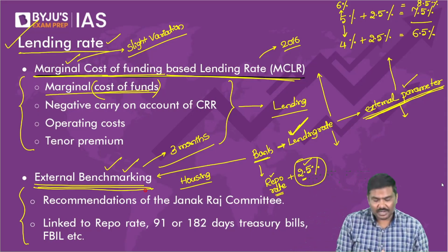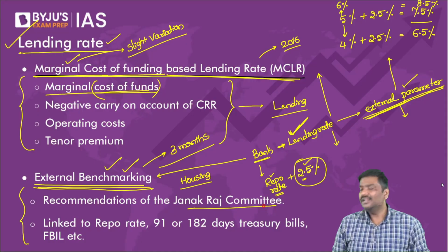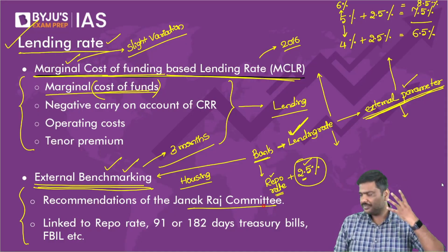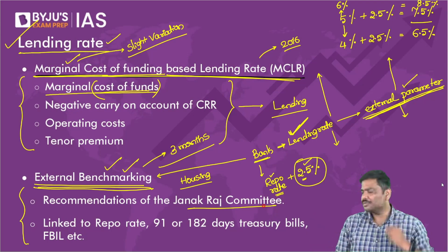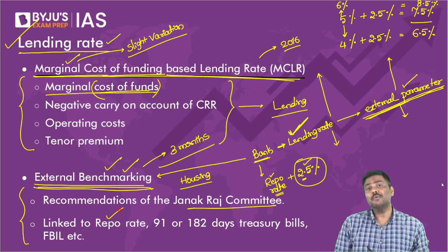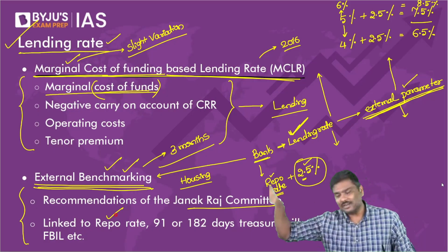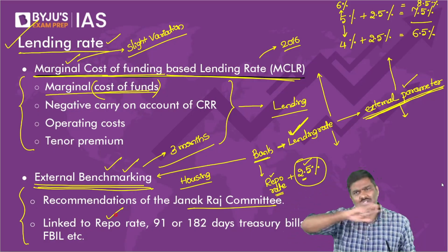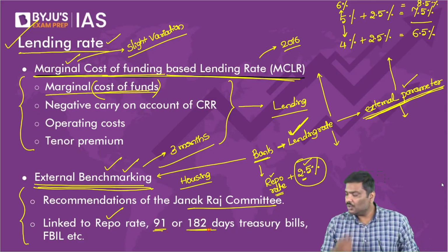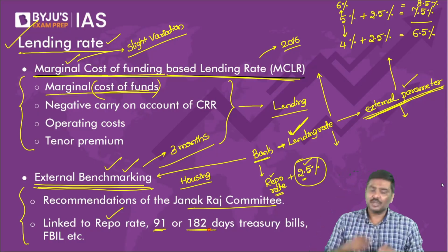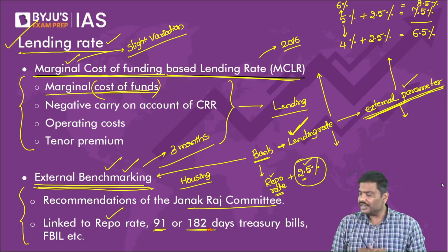This has been recommended by the Janakaraj committee. The banks have 4 options for the external parameter. One, they can use a repo rate, which most of the banks are doing. Or they can use a yield rate of 91 days or 182 days, as in the yield rates of treasury bills.